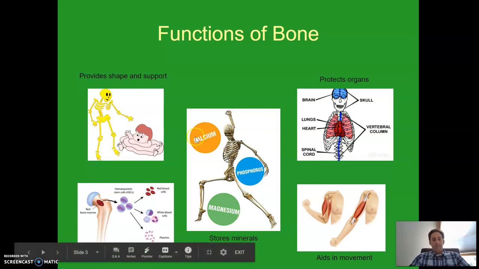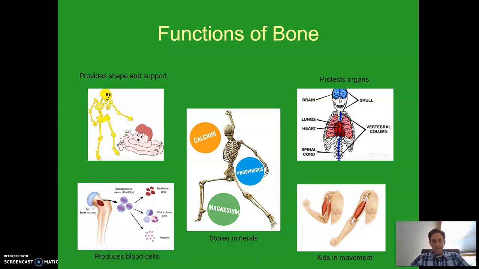And then finally, your bones store minerals. So calcium ions, phosphorus, magnesium, all these things that your body needs are stored in the bones. And then when you need them, you pull them off the bones.